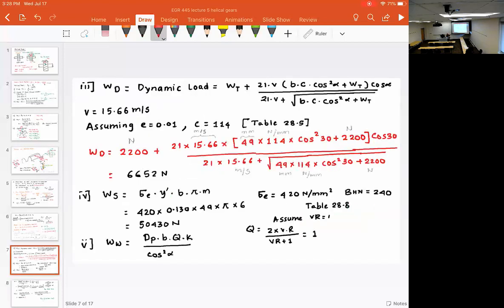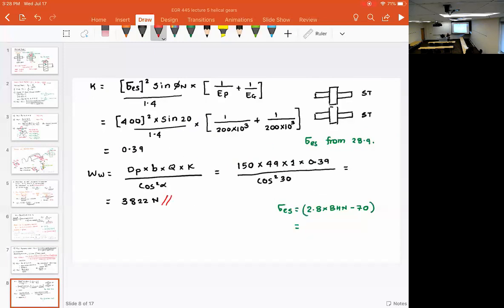So at this point, assuming these calculations are correct, as you can see, WD is 6652, but WW is 3822. So what it means is this gear will not be safe, since WD is greater than WW, the gear is not safe.